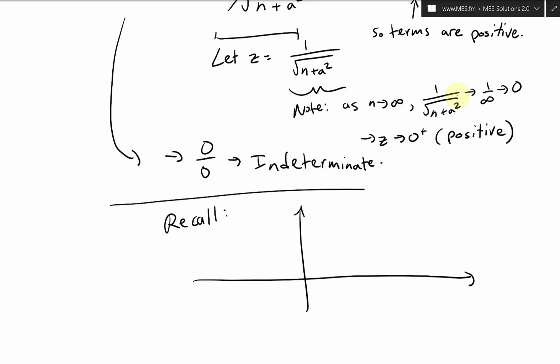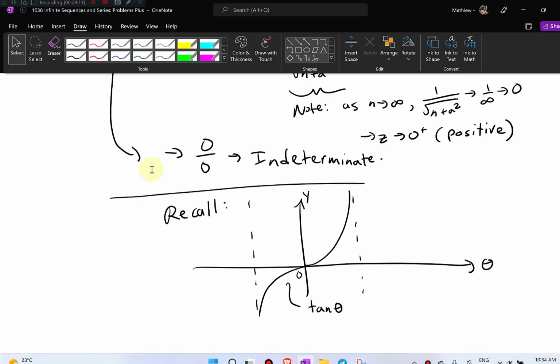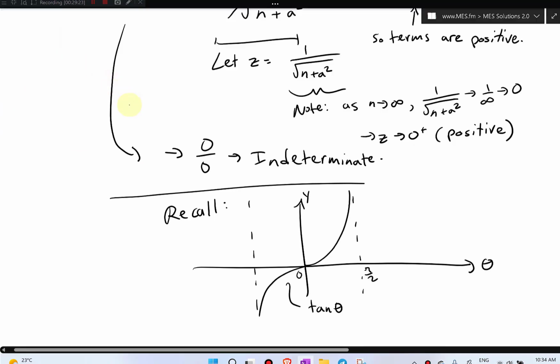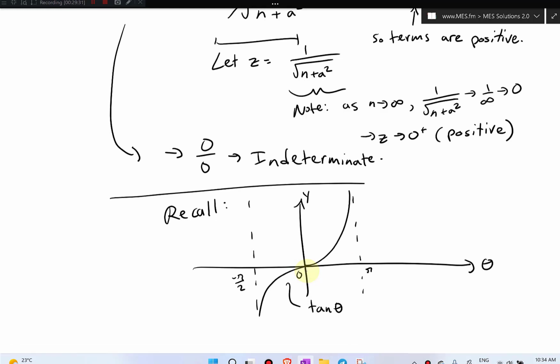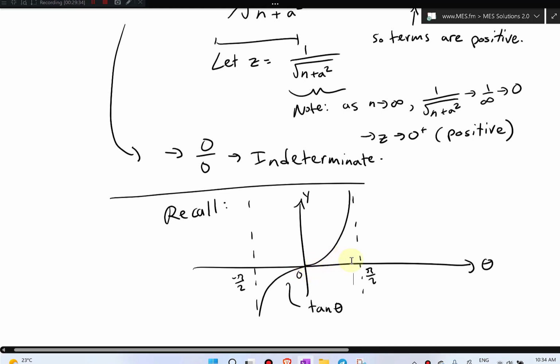So if this is theta, this is y, and this is our tan theta. Now our arctan, or inverse tan, is going to be something like this. This is pi over 2, and this is negative pi over 2. Basically we switch the x and y, so 0, 0. This is pi over 2 at this point. Then you flip it around, so this pi over 2 is 0, so we go 0, pi over 2.